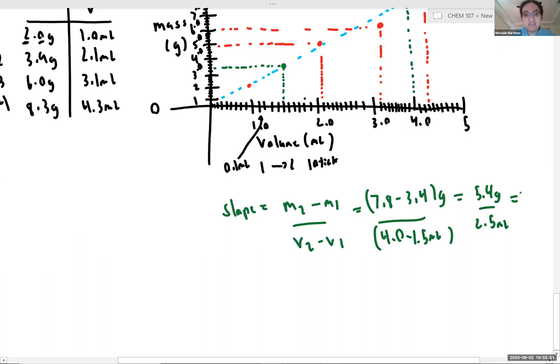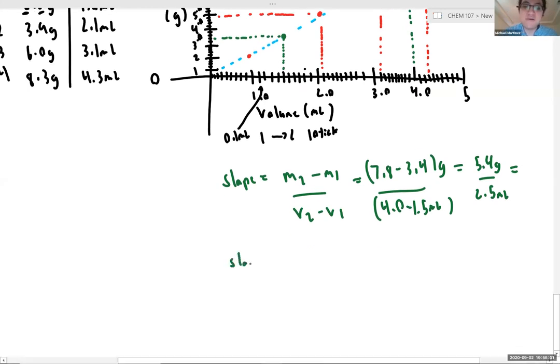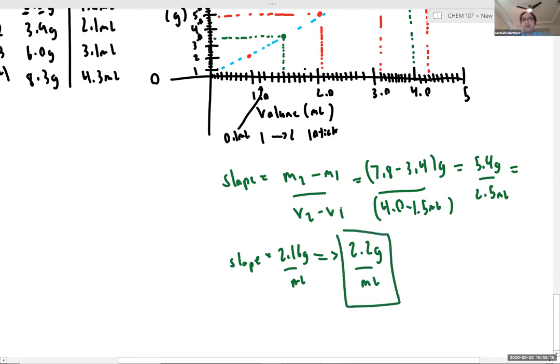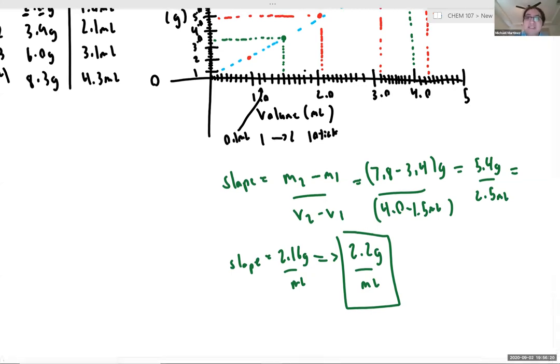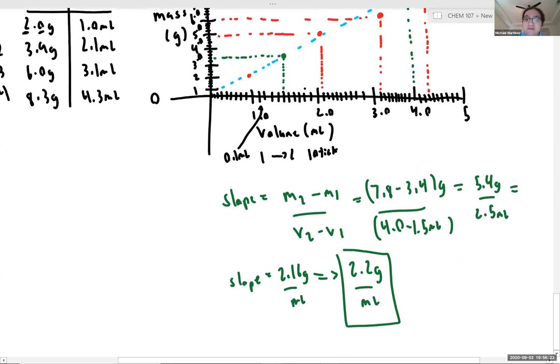And if we punch that into our calculator, that in turn gives us, for our slope, 2.16 gram per mil, that we round to 2 sig figs of 2.2 gram per mil. Does this process make sense to everyone of how we calculated the slope?